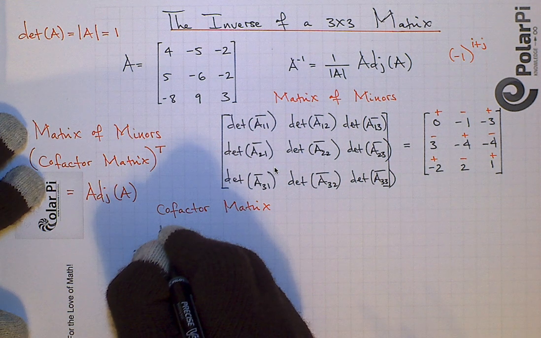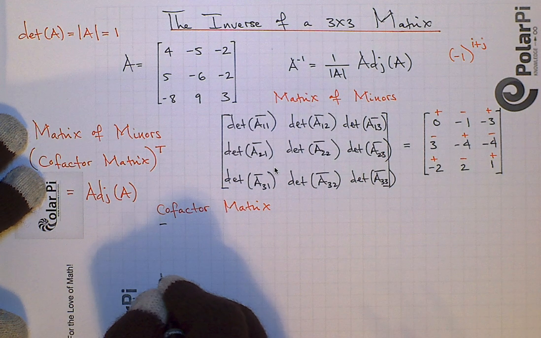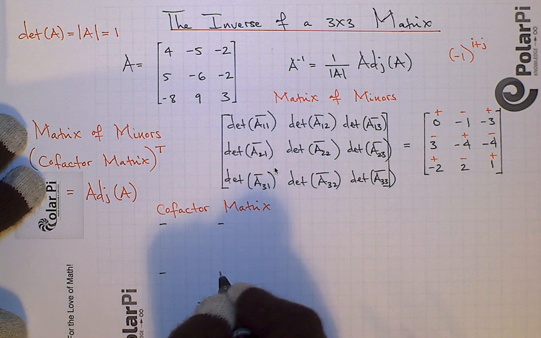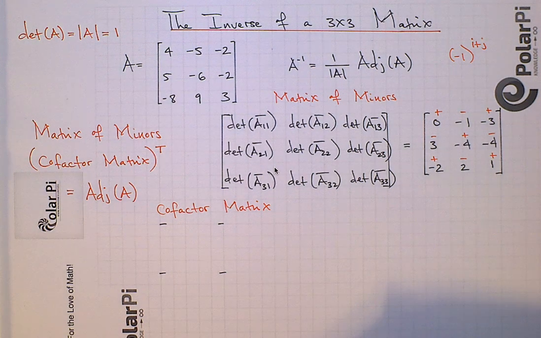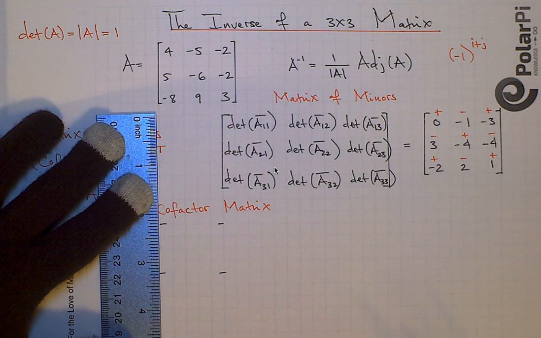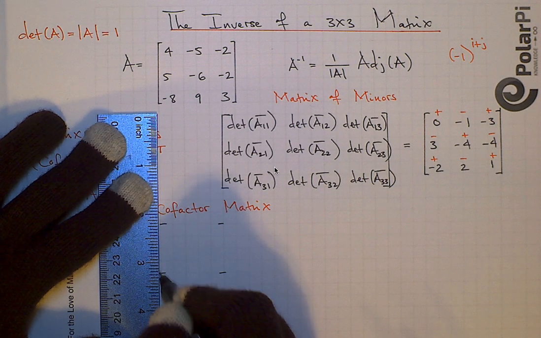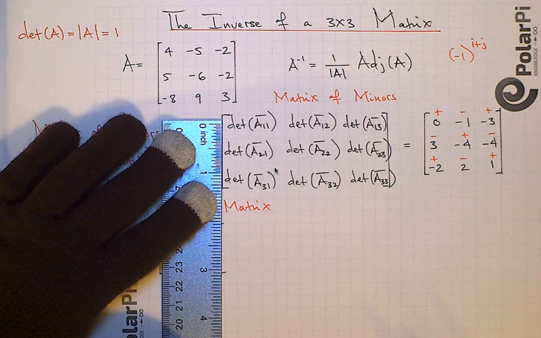So the cofactor matrix is pretty easy to get to, and in this particular case, it's going to be the following. The cofactor matrix is going to be the following. And that is, you'll see, sorry, almost done.